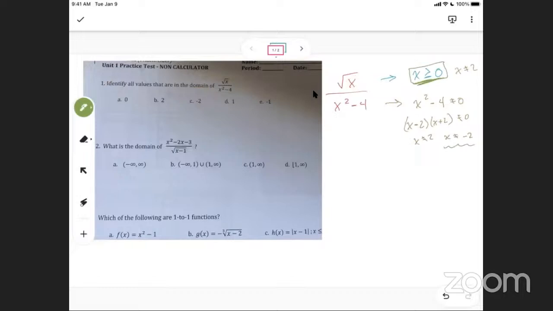Identify all values that are in the domain. Well, this is in the domain because it can be 0. This is not in the domain. Let me change colors here. This is in the domain. This is not in the domain. This is not in the domain. This is not in the domain because it's negative. So those two are in the domain.